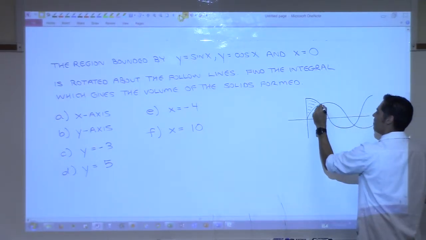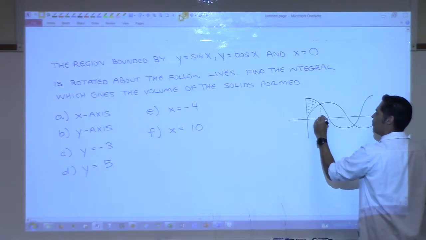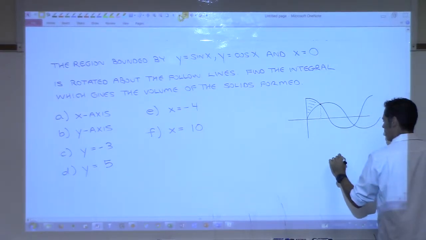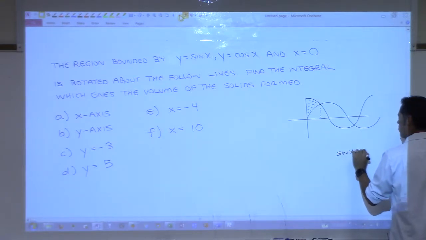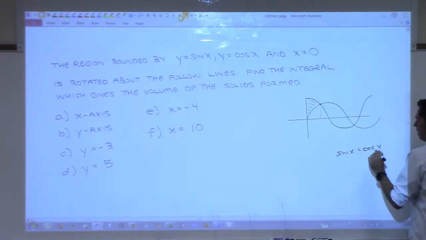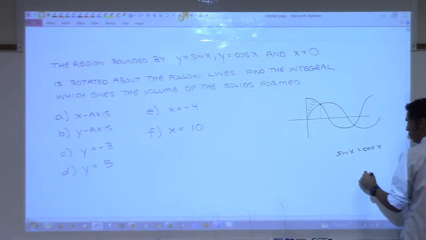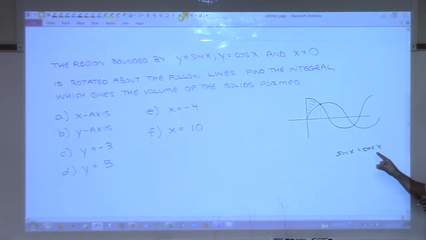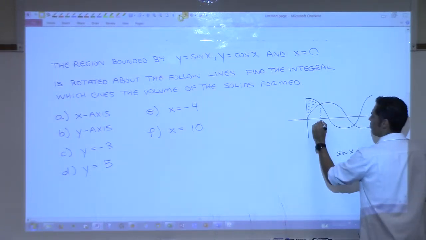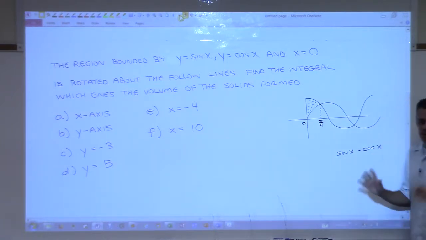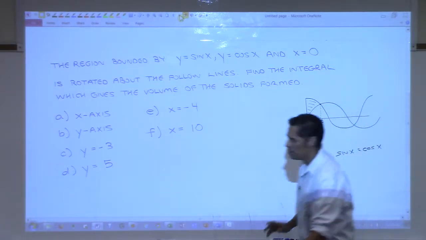Okay, so you need to know this endpoint, which is when sine and cosine are the same. That's when sine equals cosine, and that's going to be at pi over 4. That's where your x and y coordinates are the same on the unit circle, so that means 45 degrees or pi over 4. And we start at 0. So that's the first thing: you got to get that region right.